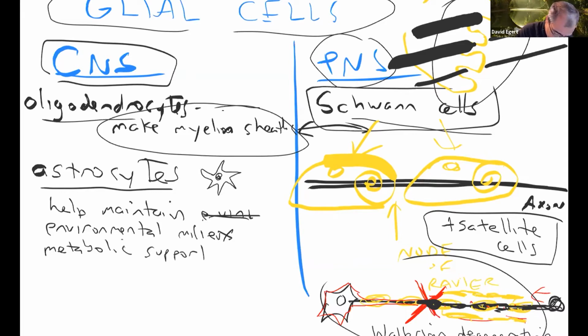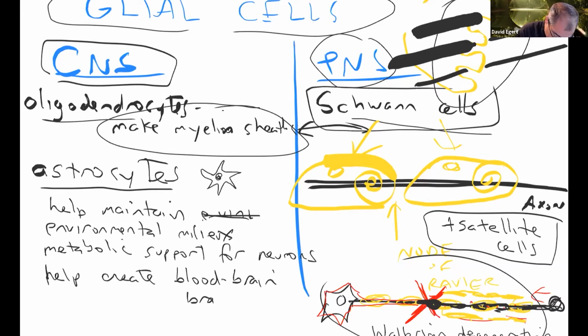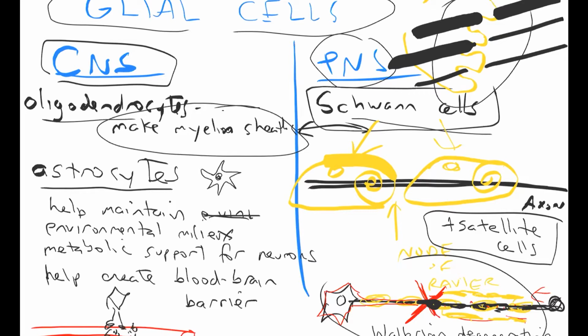Metabolic support to the neurons. They actually transfer the sugars to the neurons to give them energy. They help create the blood-brain barrier. If you see blood vessels in the central nervous system, they have all these little astrocytes reaching down and creating this special kind of boundary around the vessels. So let me talk a little more about the blood-brain barrier since we're here.